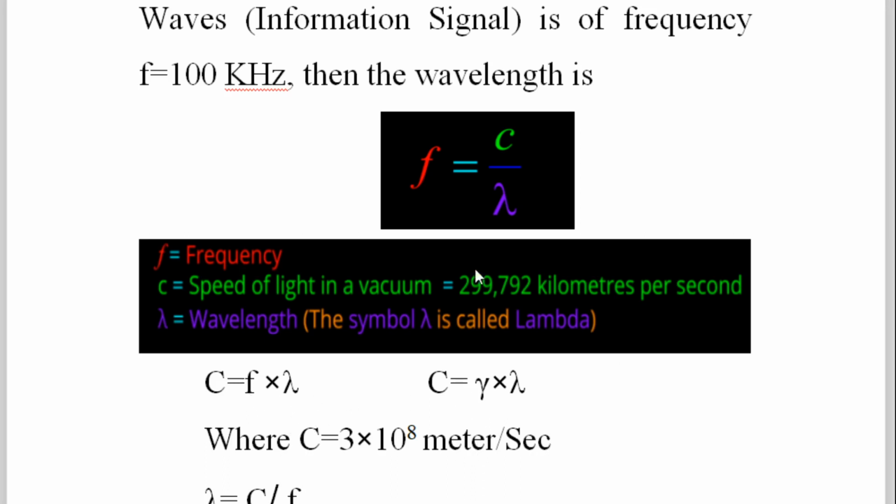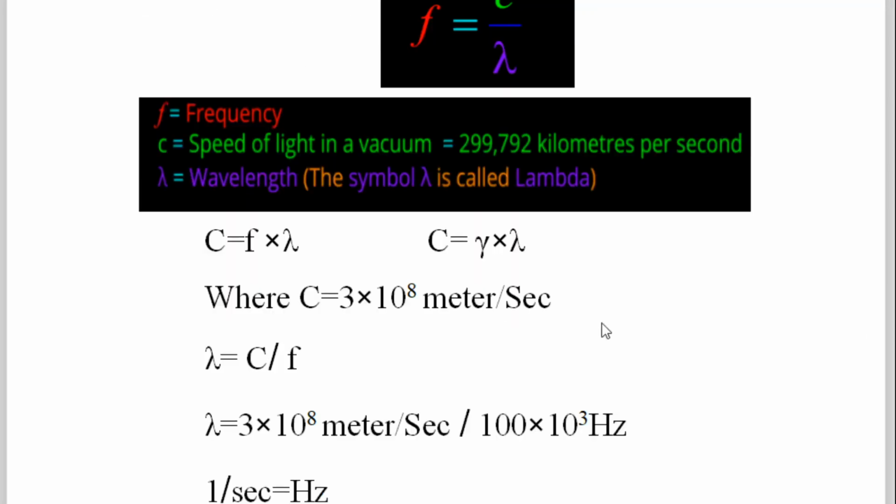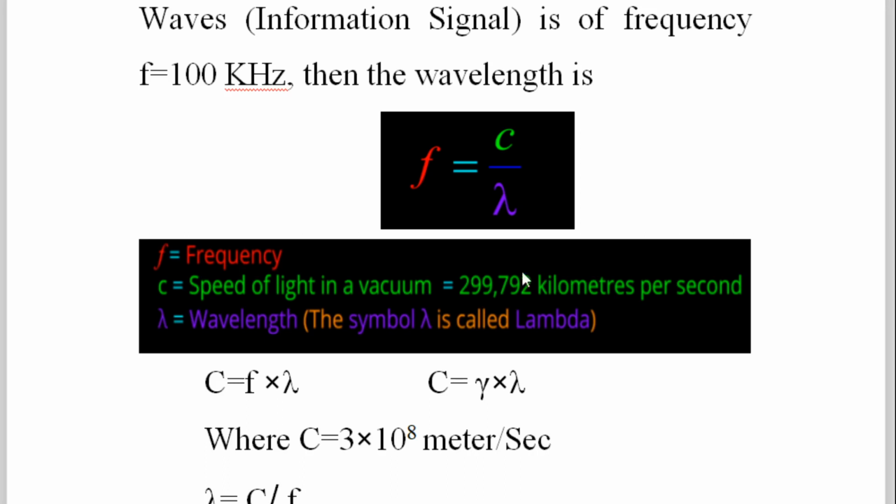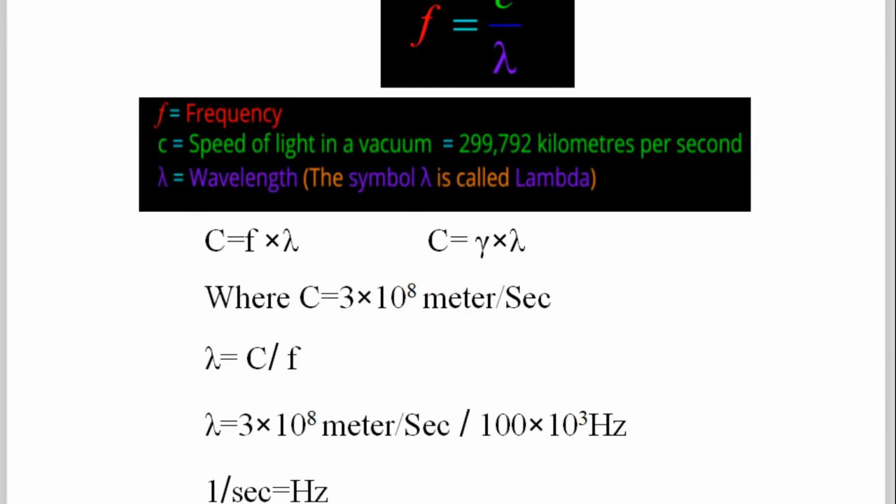So here we'll use the standard f is equal to c upon lambda, where c is equal to 3 into 10 raised to 8 meter per second. We'll take it. And now we'll calculate the lambda for what? Our information signal we will consider 100 kilohertz, and we'll calculate the lambda, and we'll try to understand what should be the size of the antenna.